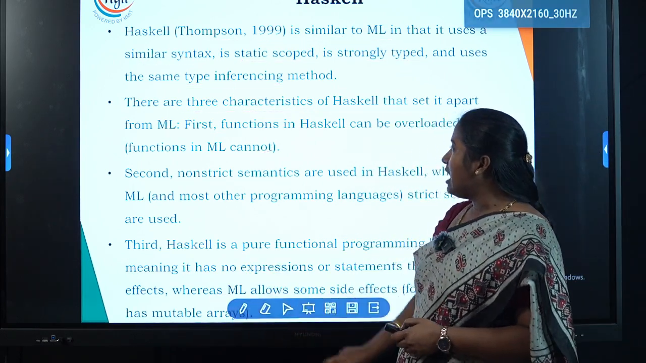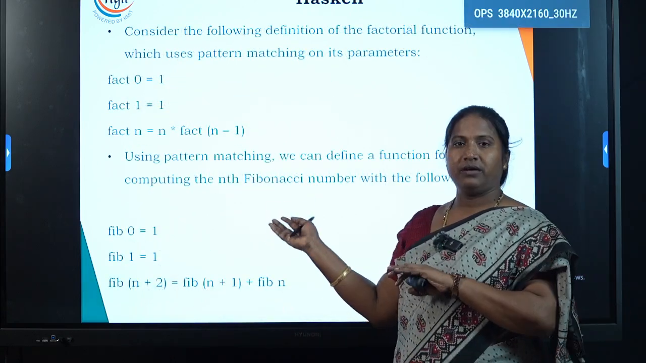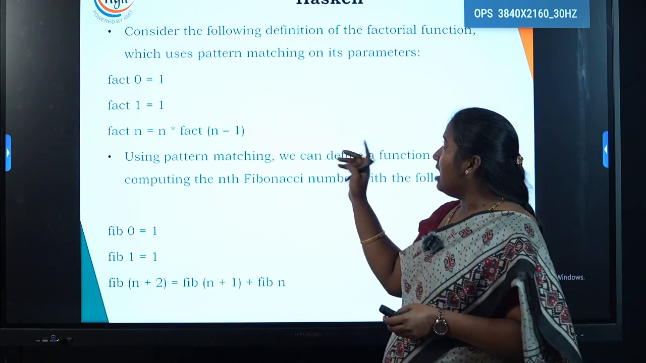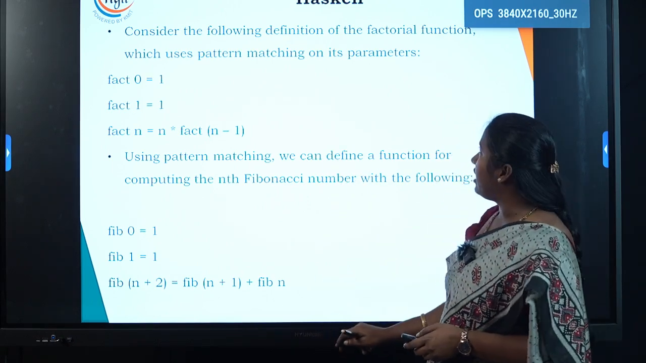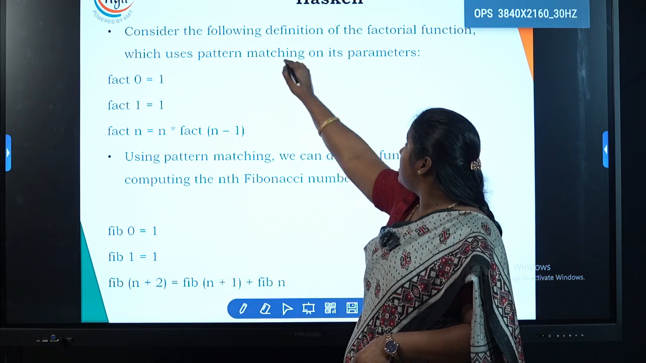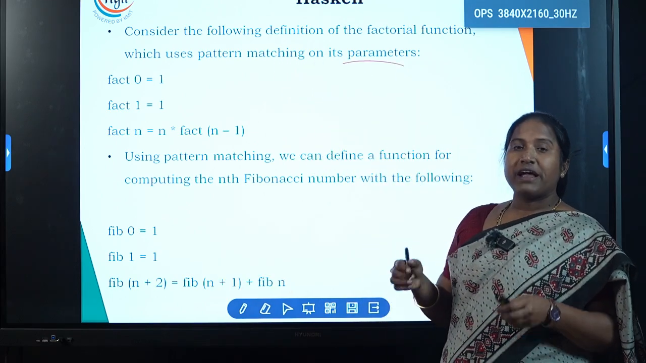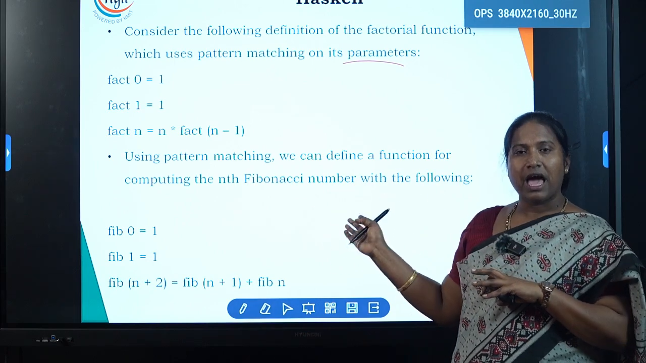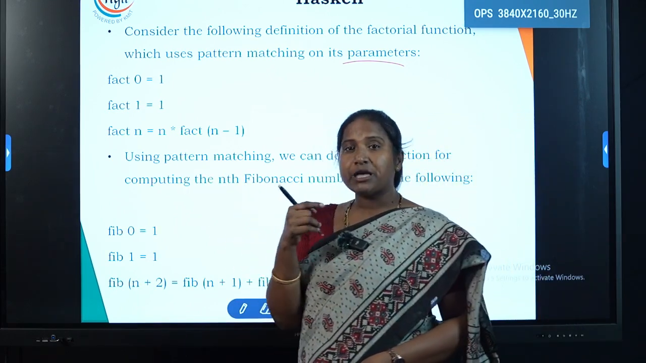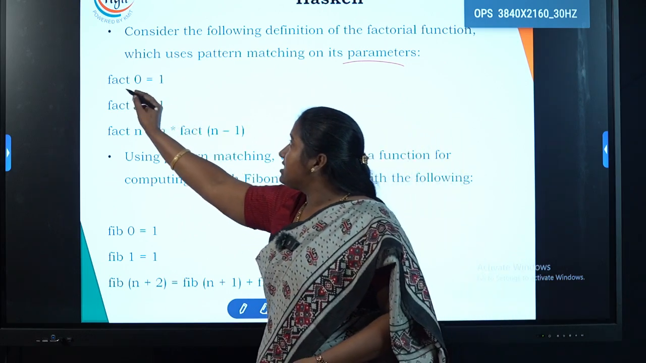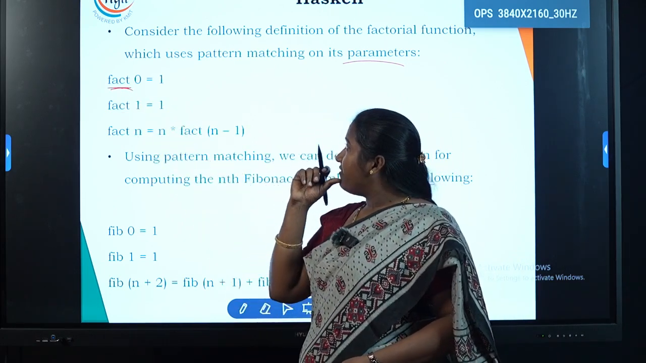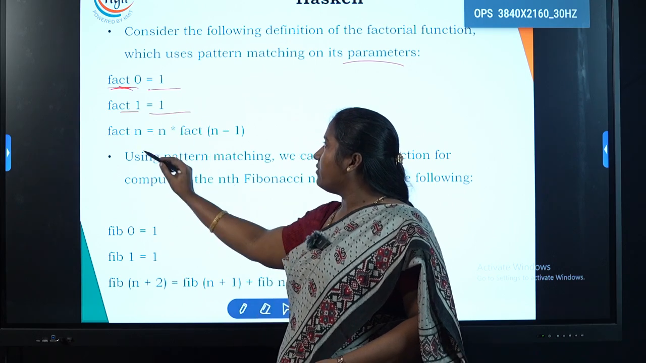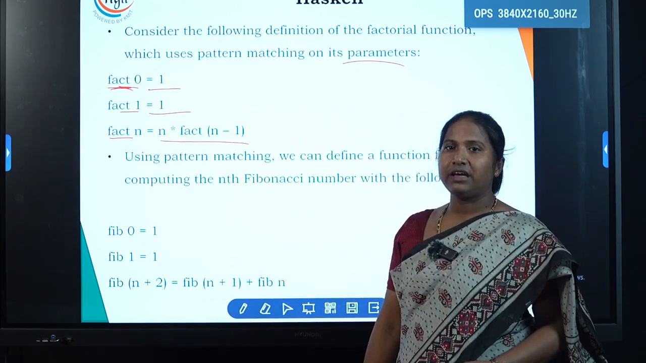Now there is a program to find the factorial of a given number and the Fibonacci series. Consider the following definition of the factorial function, which uses pattern matching on its parameters. We saw pattern matching in ML also; the same feature is provided in Haskell. So fact 0 is equal to 1, fact 1 is equal to 1, and fact n is equal to n times fact (n minus 1).